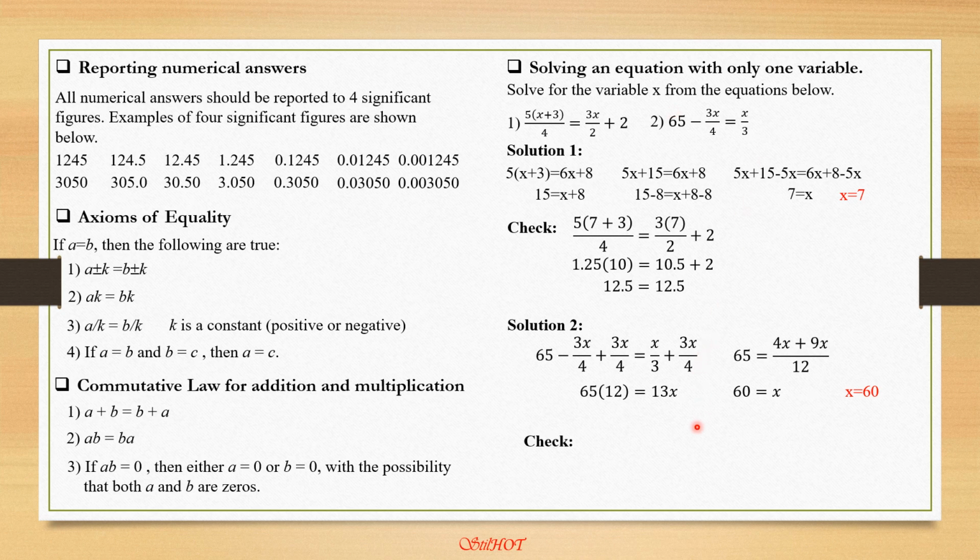And we check our work by substituting x is 60. So 65 minus 3 times 60 over 4 is equal to 60 over 3. 65 minus this is 45 equals 20. So 65 minus 45 is 20. So 20 equals 20. So that's the solution.